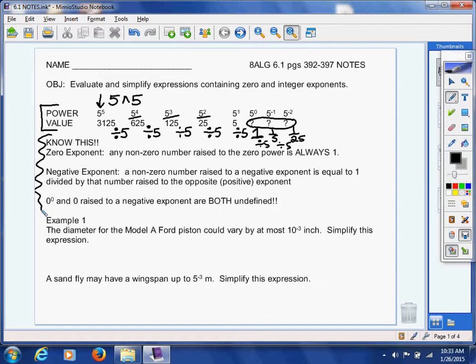Here's a couple of things I really want you to know, as we delve into this a little deeper with each example. Any zero exponent, any number, any variable, anything raised to the 0 power is always, always, always going to be 1. You don't need to put it in a calculator. You don't need to think about it. If you have anything raised to the 0 power, it's going to equal 1.